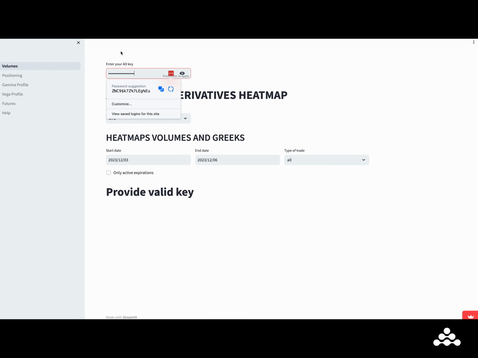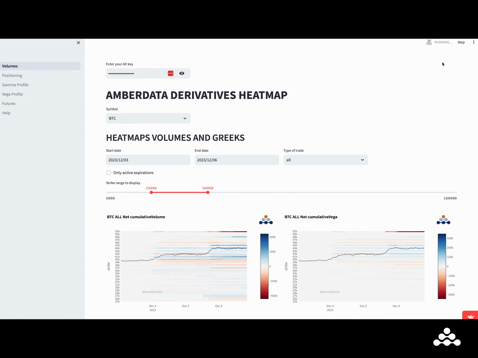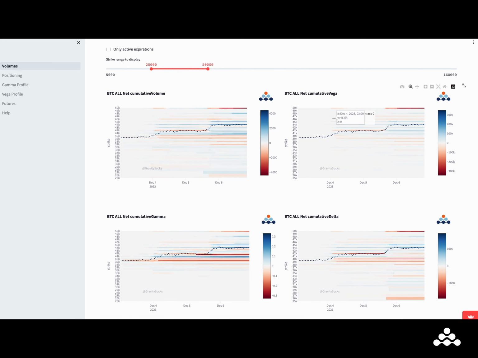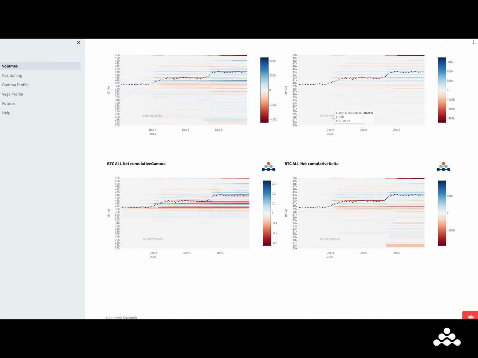So the first thing you want to do is just put in your API key. It'll automatically start running. You can see it running here in the upper right-hand corner. This first set of charts is considered the volumes charts. It's really going to show us taker flow, or the street's perspective of the recent activity.